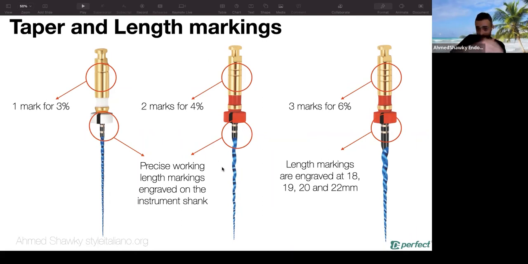So if you have multiple canals with the same length, I can just drag the stopper and fix it at the working length, for example, 20 in the whole canal. I don't have to measure each time. Of course, I need to confirm, but this can speed up the procedure in teeth with the same working length in all the root canals.